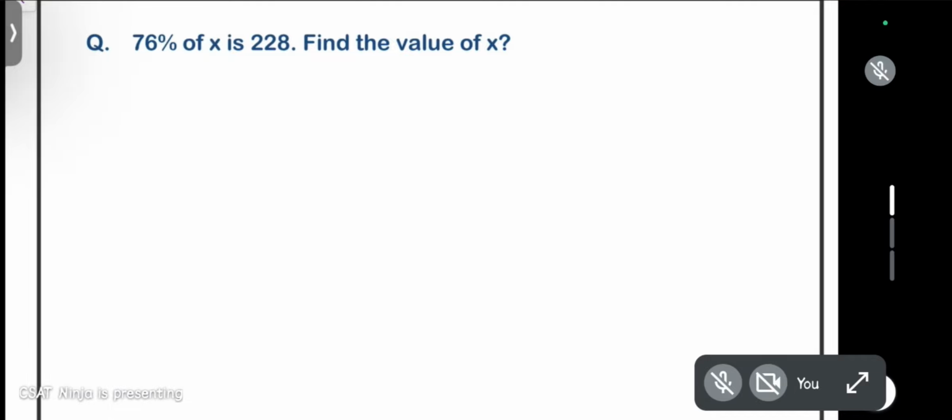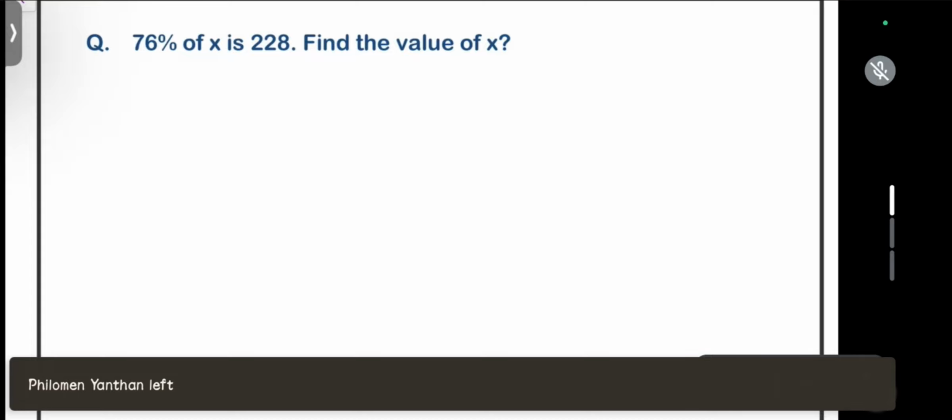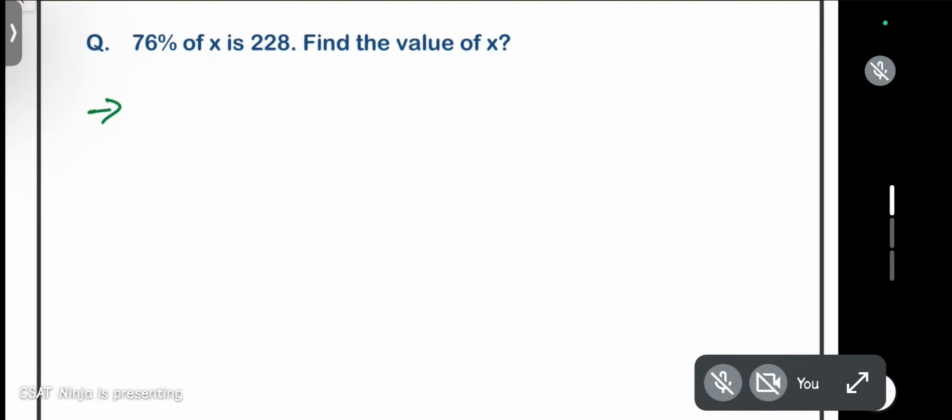So in this type of question, I'll just show you by the algebraic approach, okay? That will be much better and more understandable. So I'll form an equation using this. 76% of means, always remember, that's a multiplication. Of x, is means equal to 228. That's what we have.